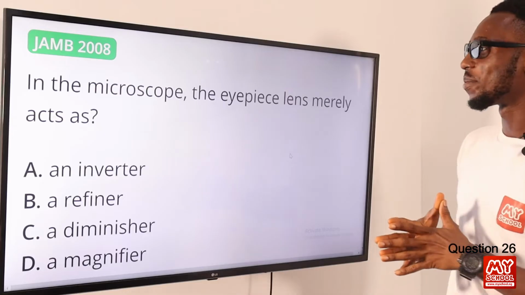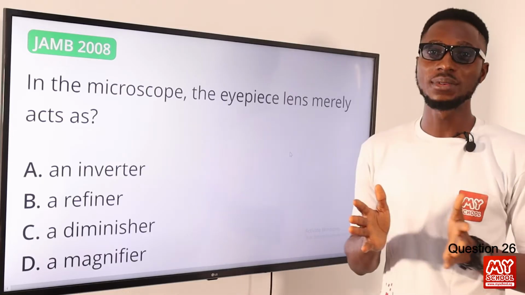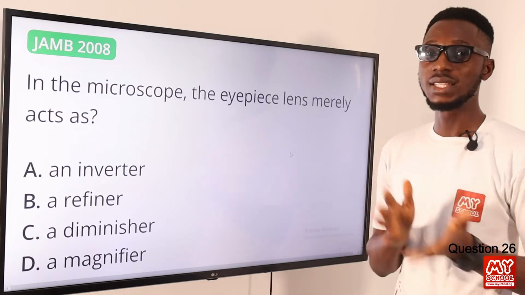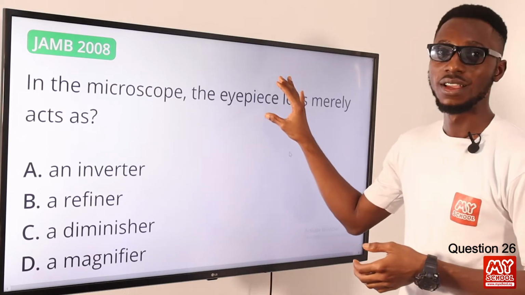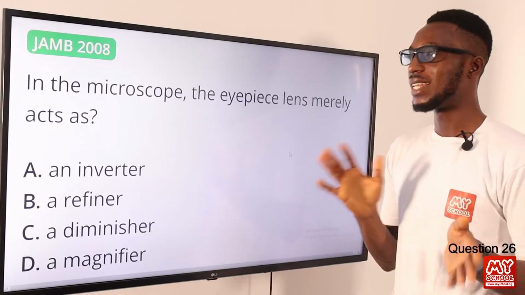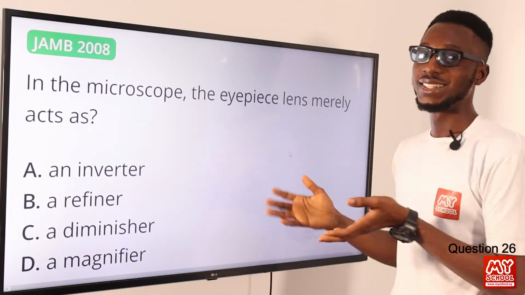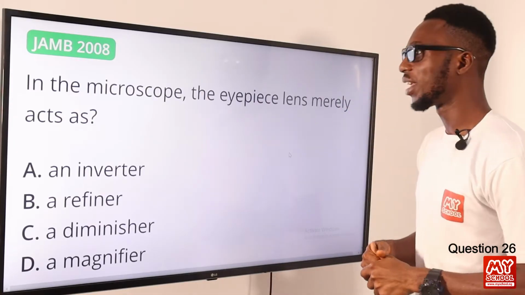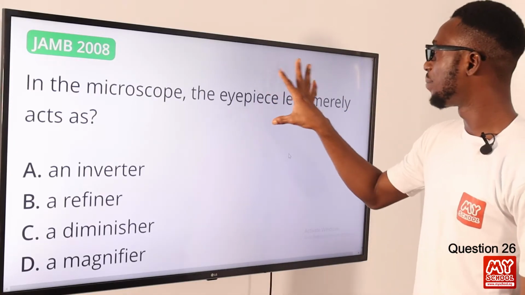Alright, so this microscope, I think we should be referring to the compound microscope. So we have two converging lenses. We have the objective lens and this. Just like the name implies, the objective lens is that lens close to the object, then the eyepiece, the one for this. So what is the function of this eyepiece lens?